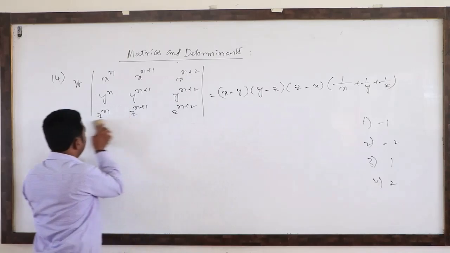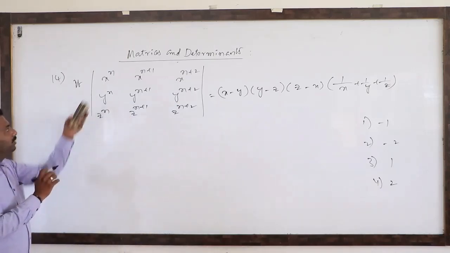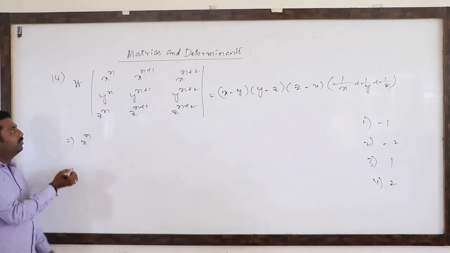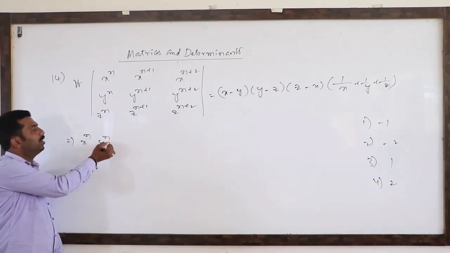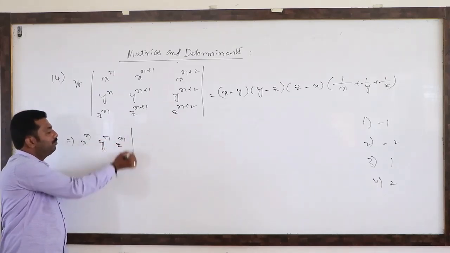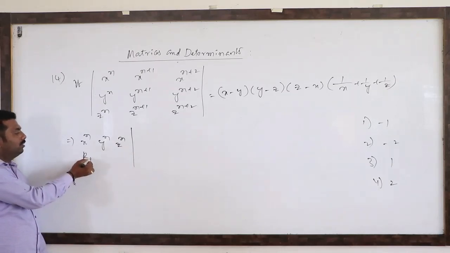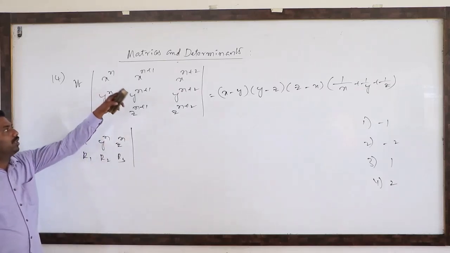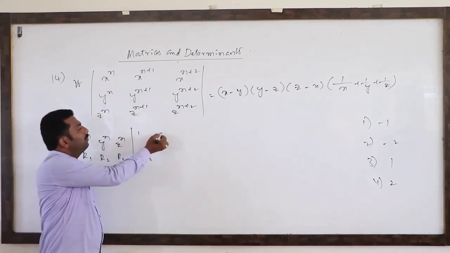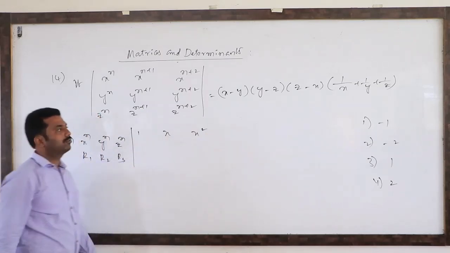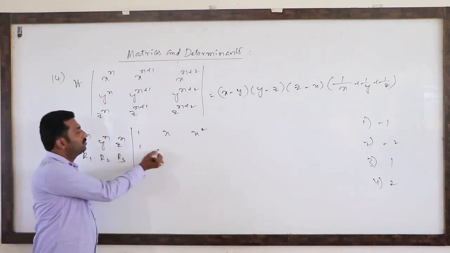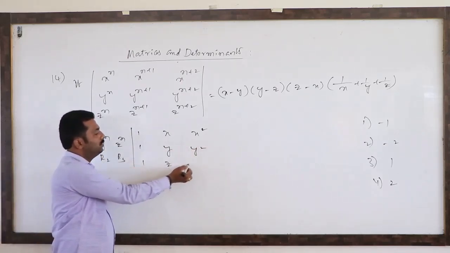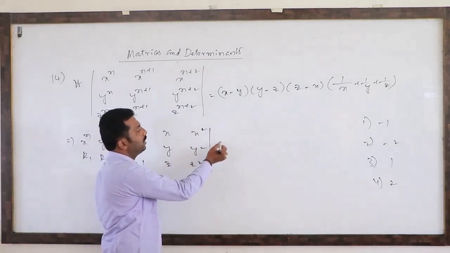So now we'll follow it like this. This is the LHS part I am taking. From the first row x power n common, from the second row y to the power n common, from the third row z to the power n common. So this is from R1, this is from R2, this is from R3. First row x power n common means we will have 1, x, x square. Second row y power n common means 1, y, y square. Third row z power n common means 1, z, z square. This is how we will write.